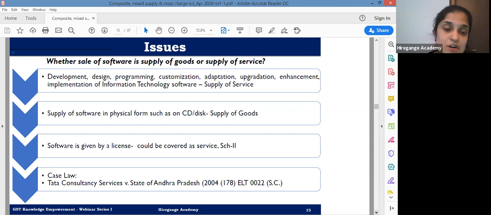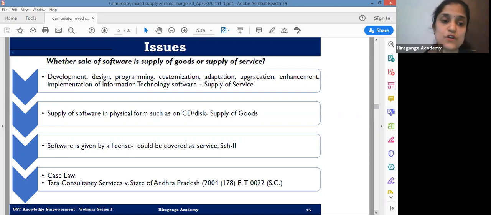What happens when the software is given by way of a right to use? What happens when it is given on a physical media? There used to be a lot of confusion. Both the central and the state governments were levying tax on this, service tax and VAT. But now there is more or less a clarity in the GST law.